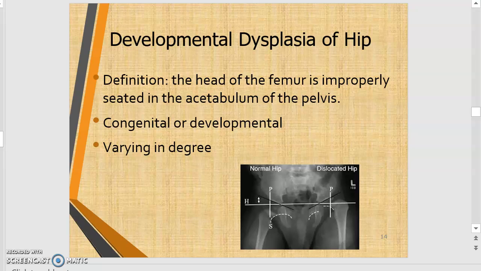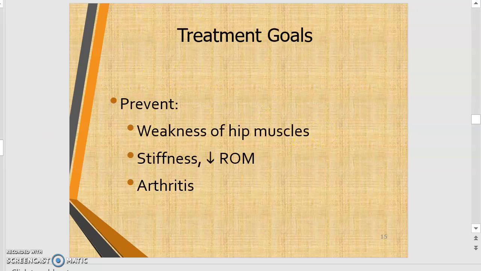DDH, or developmental dysplasia of the hip. This is when the head of the femur is not seated correctly in the acetabulum. So you could see it in this picture, but there's varying degrees of hip dislocations. So this can also be a congenital issue or a developmental issue. So whether or not it happened in utero and we found it right after birth, or did this happen when they were growing and playing and their growth and development.